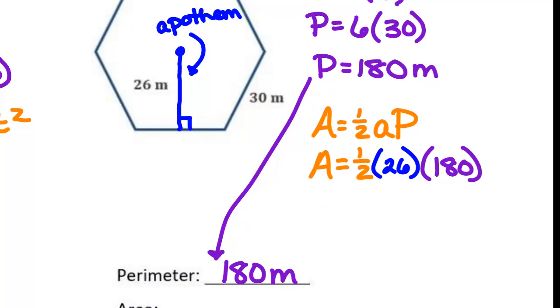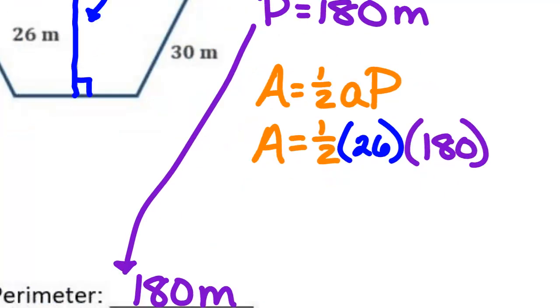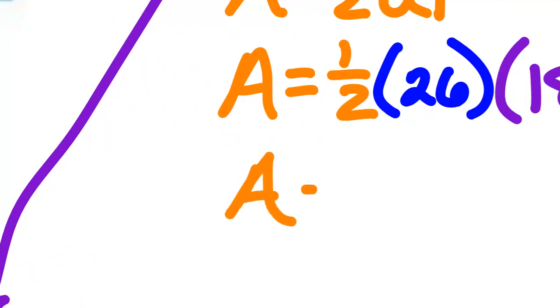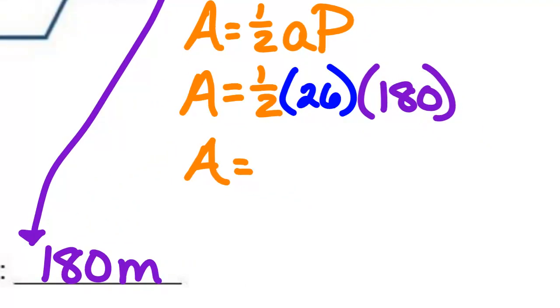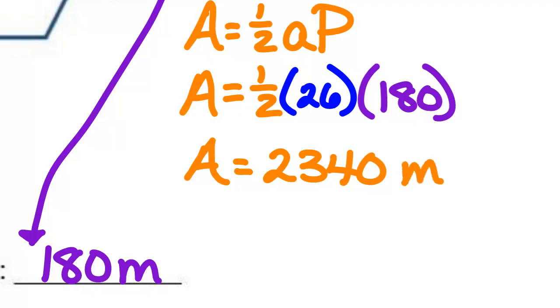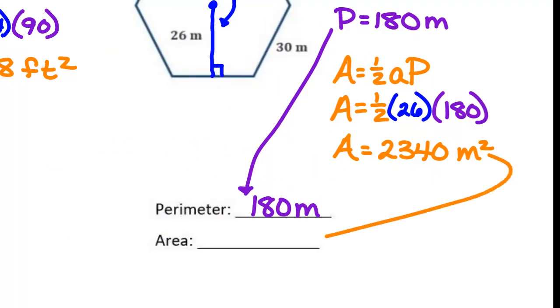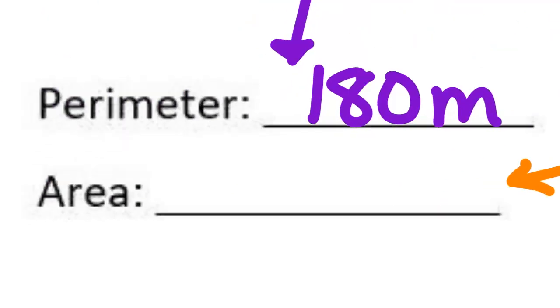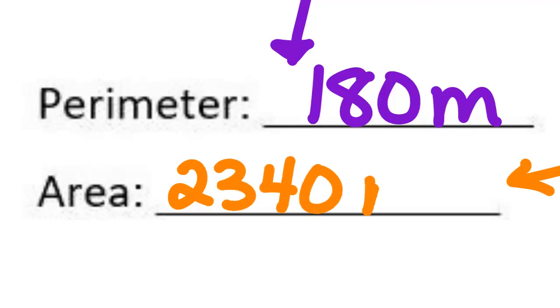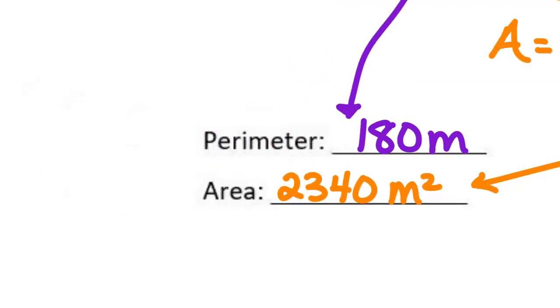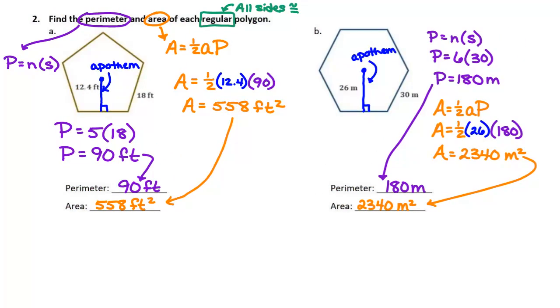What do we get when we multiply? 1/2 times 26 times 180. 2,340. And what kind of units would we put with that? Close. Meters squared. It is area, so it is meters squared. All right.